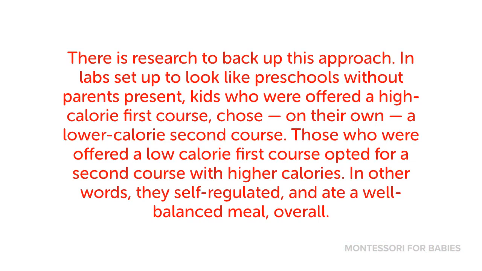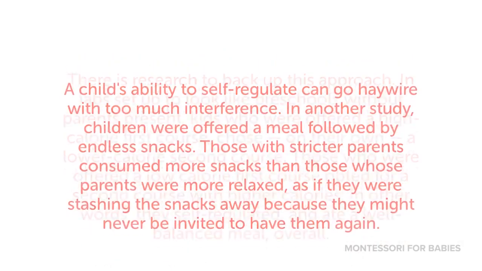There is research to back up this approach. In labs set up to look like preschools without parents, kids who were offered a high-calorie first course chose, on their own, a lower-calorie second course. Those who were offered a low-calorie first course opted for a second course with higher calories. In other words, they self-regulated and ate a well-balanced meal overall.